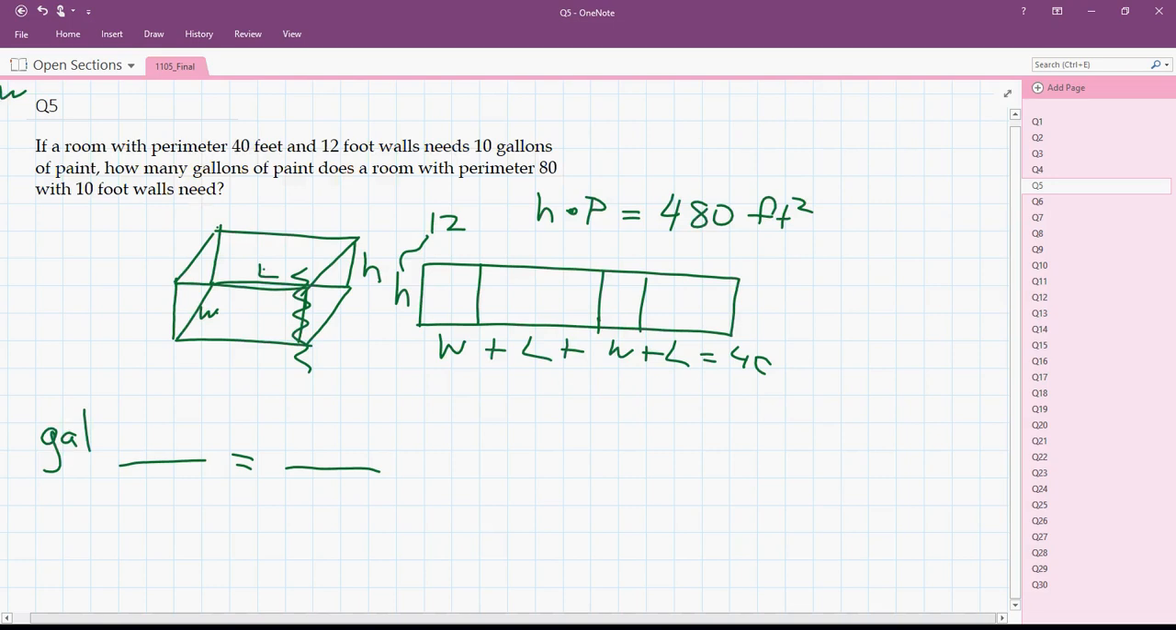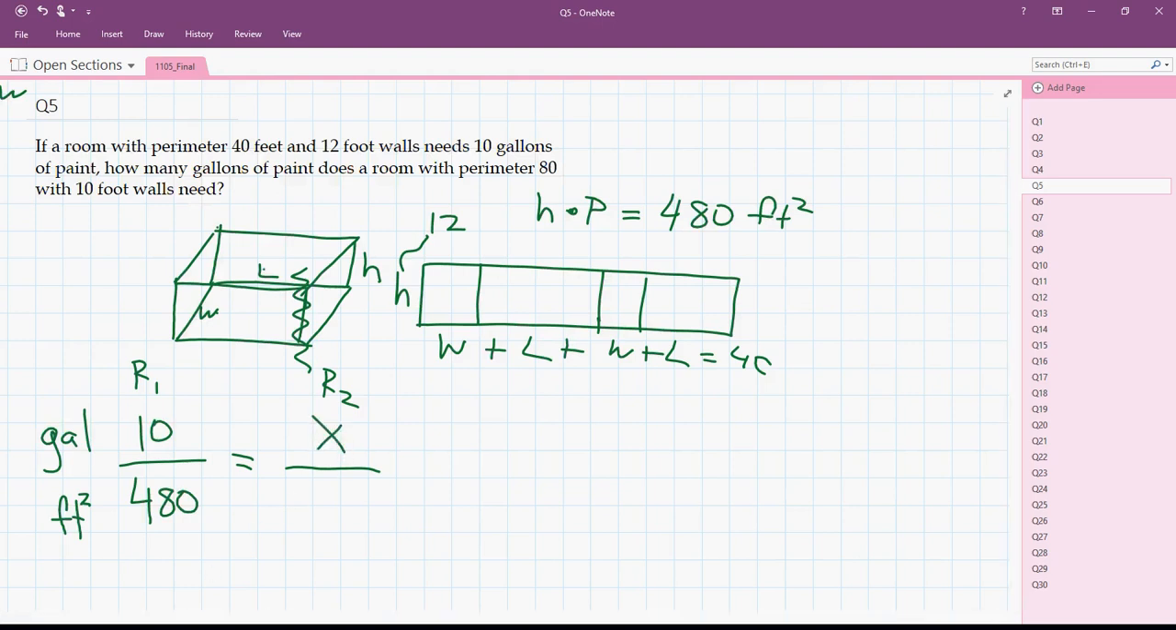So on the top, we're going to have gallons, and on the bottom, we're going to have feet squared. And this is going to be room 1, and this is going to be room 2. So in room 1, we had 480 square feet, and we needed 10 gallons. In the other room, we want to know how many gallons we need, so let's just call that X. And we're also told that this time the perimeter is 80, but the walls are shorter, they're only 10. So same way here that we multiplied height times perimeter, we're going to multiply height times perimeter. So 80 times 10 in this case gives us 800.